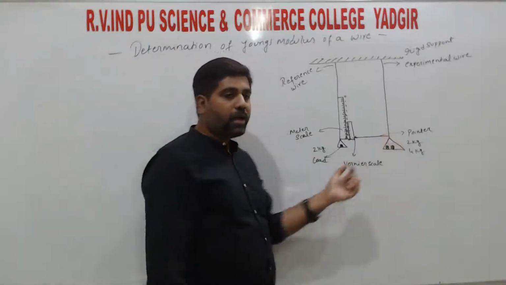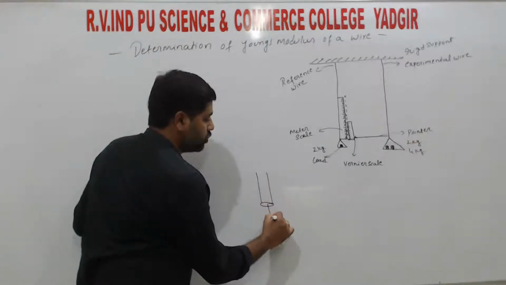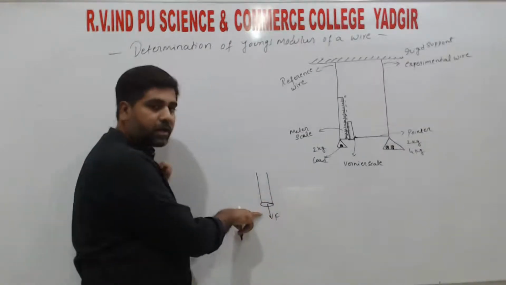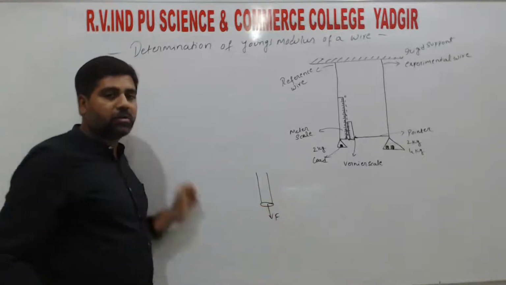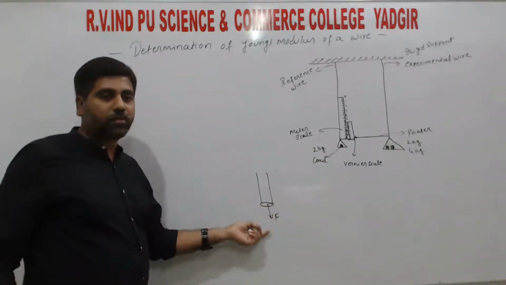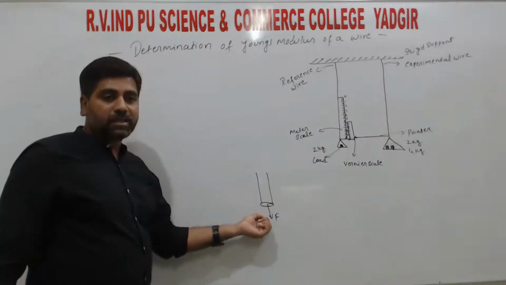Here the load acts on the wire, right. If we enlarge the wire, it looks like this, with a circular shape. That means normal force is acting. That means tensile stress is acting.